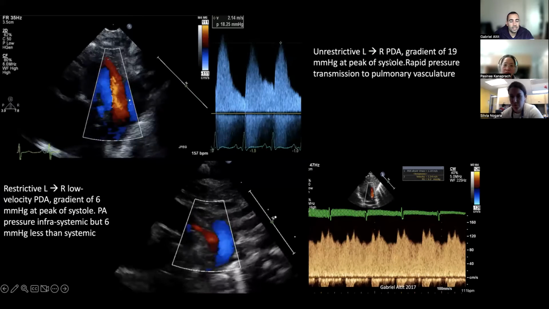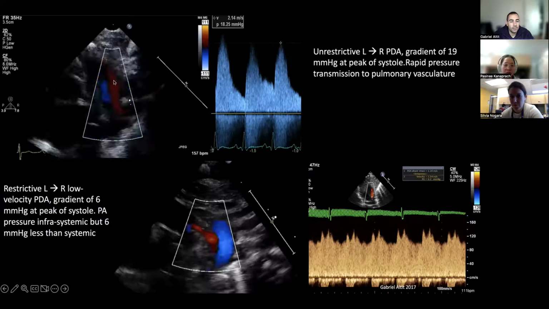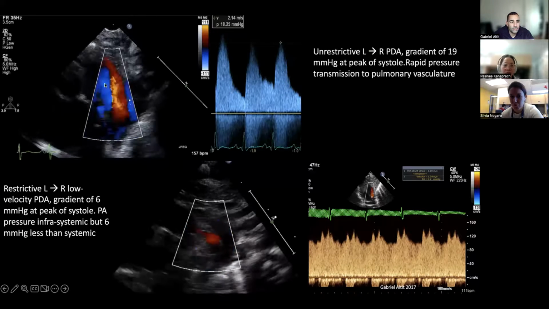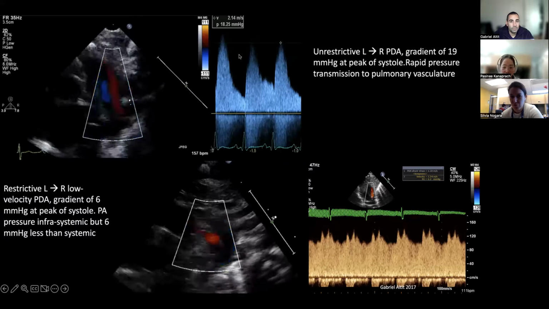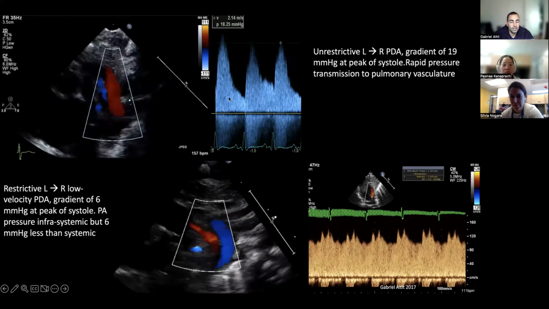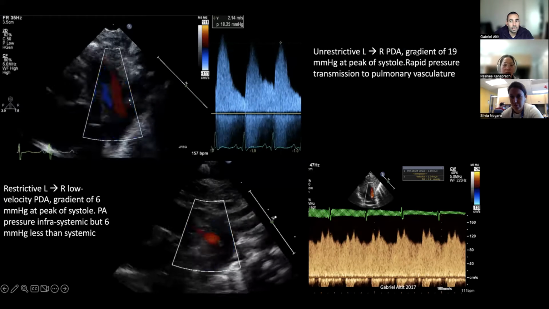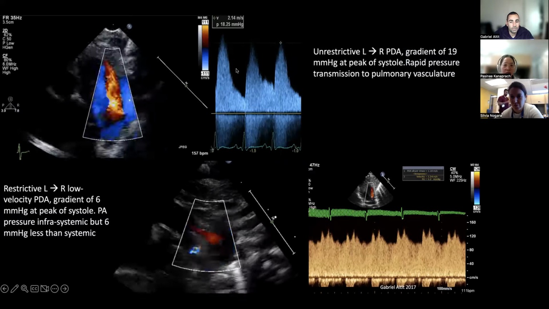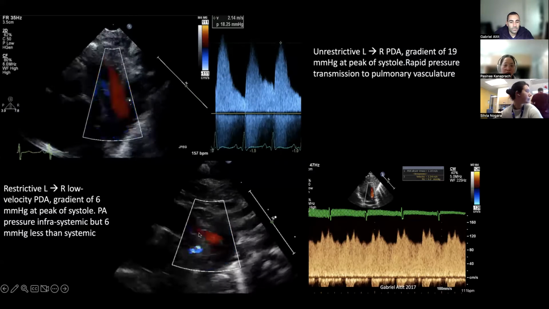So here, this is an example of a duct that does not seem to have constricted yet. It's left to right, and it has a bit of that pulsatile behavior. But it does tell you that there's still a bit of a gradient between the aortic and pulmonary end of 19 millimeters of mercury.